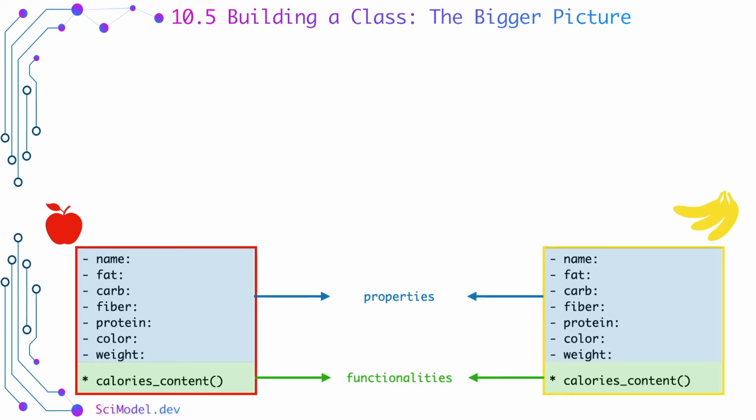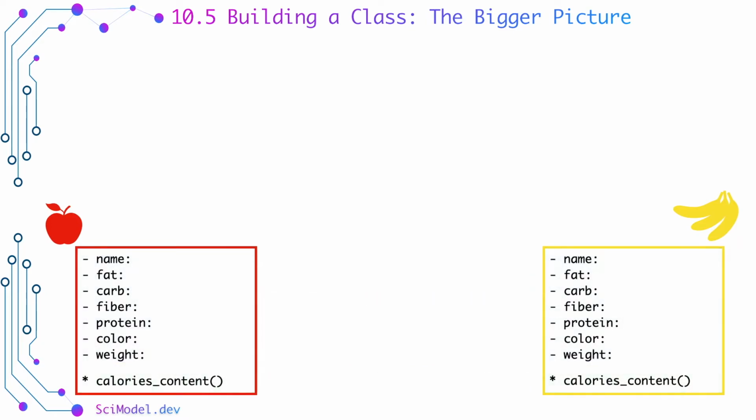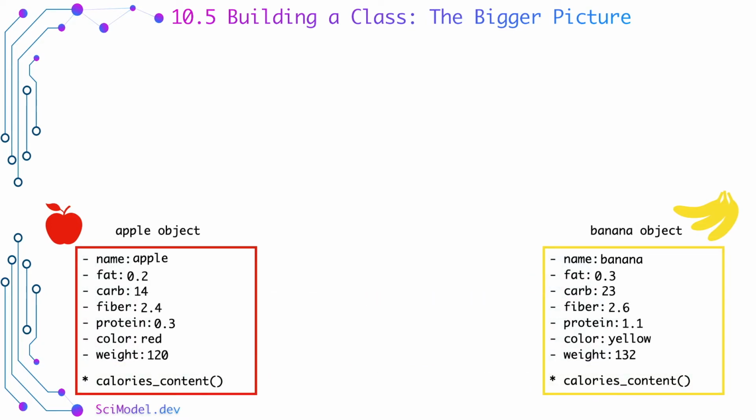Now, how is it possible to organize the set of properties and functionalities? This is done by creating an object. Objects are a collection of single or multiple variables and/or functions. Now, each fruit has its own properties. Apples have 0.2 grams fat, 14 grams of carbs, 2.4 grams of fiber, 0.3 grams of protein. It also has red color and 120 grams of weight as an example.